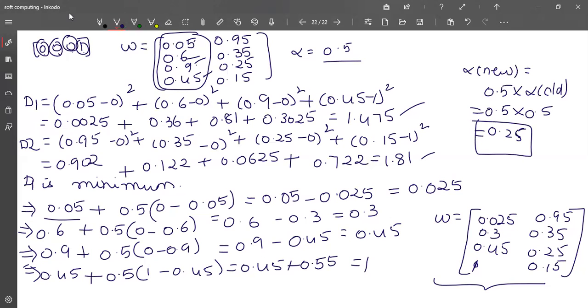With more iterations, you have to update your alpha value for each and every iteration. That's it. This is how the Kohonen mapping is done. Thank you.